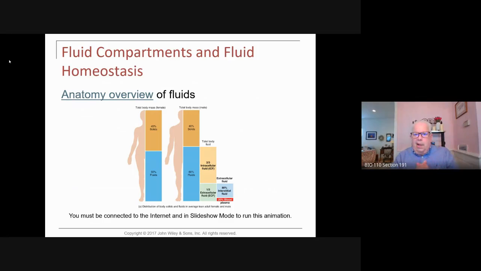This is a chart that shows you that 60% of your body is fluid. Anywhere between 55% and 60% of your body is fluid. 2/3 of that is in the intracellular fluid or in the cytoplasm of your cells. 1/3 is either in between your cells or in your blood plasma, okay? So that is the compartments.